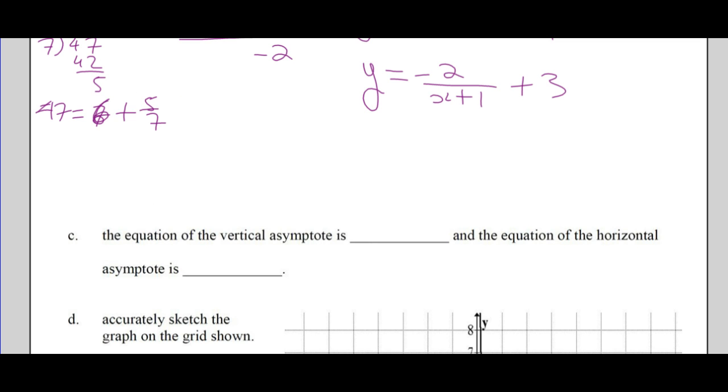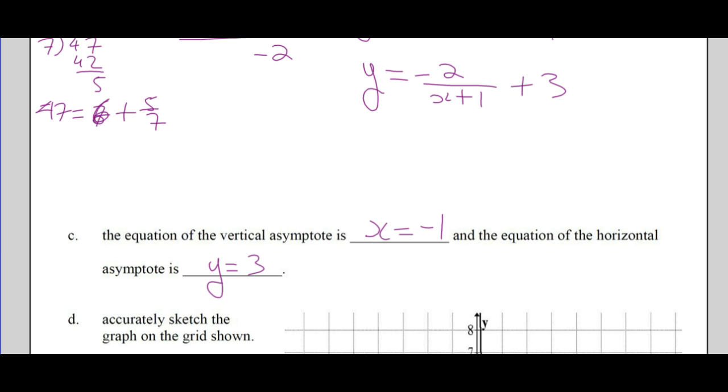So the equation of the vertical asymptote is, what makes this 0? X equals negative 1. The equation of the horizontal asymptote is, y, we just moved it up 3, right? So y equals 3.